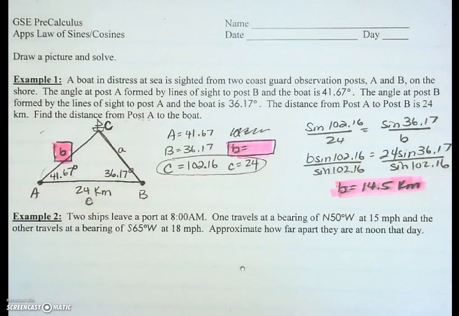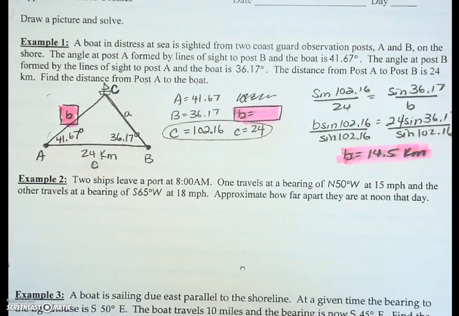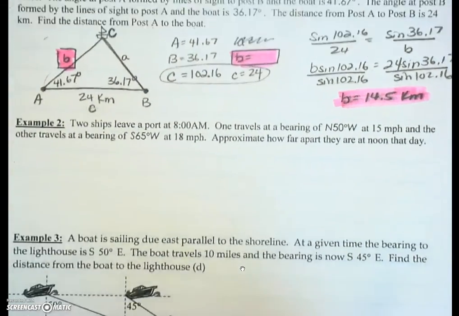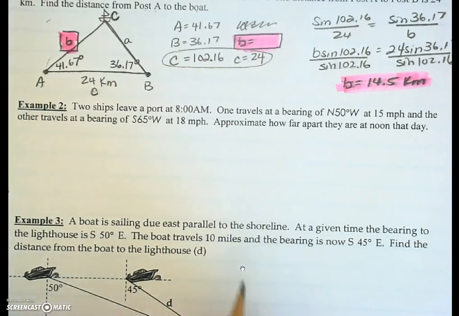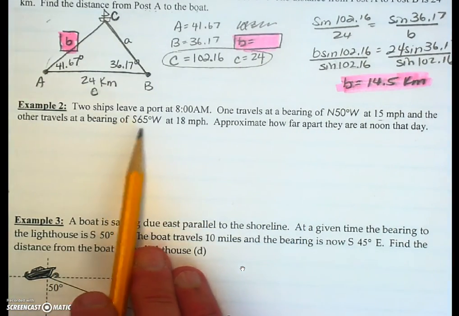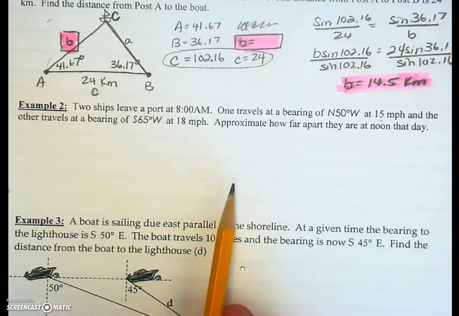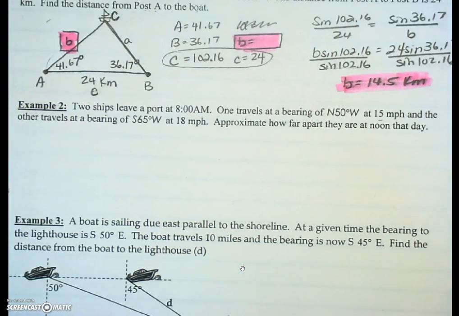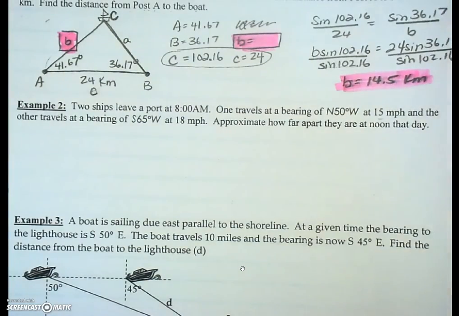All right, so let's look at example 2 here. It says that 2 ships leave a port at 8 a.m. One travels at a bearing of north 50 degrees west at 15 miles per hour, and the other is at a bearing of south 65 degrees west at 18 miles an hour. How far apart are they at noon that day? Well, in order to do this problem, I've got to show you what bearings is. Let me show you just on this sheet what bearings means.